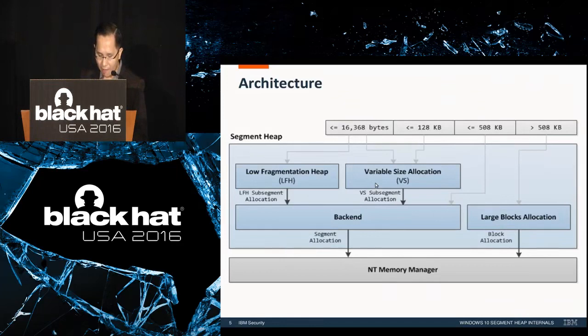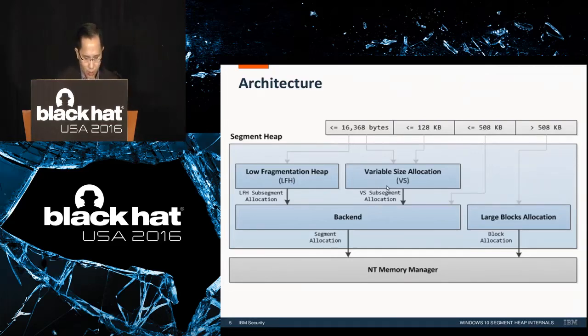Another component on the top of the backend is the variable size allocation component, or VS. It also uses the backend to create the VS subsegments where VS blocks are allocated from. From its name, its difference from the LFH is that in VS, the blocks in the VS subsegments are variable in size. It starts with a large free block, and then it is split into different sizes as allocation requests come in. Finally, the large blocks allocation component here services a large allocation request. It directly uses the NT memory manager APIs for the allocation and the freeing of the large blocks. Another part to notice is that for allocation sizes less than or equal to 16,368 bytes, the allocation request will only be serviced by the LFH if the LFH bucket for that particular allocation size is activated. If not activated, it will be serviced by the variable size allocation component.